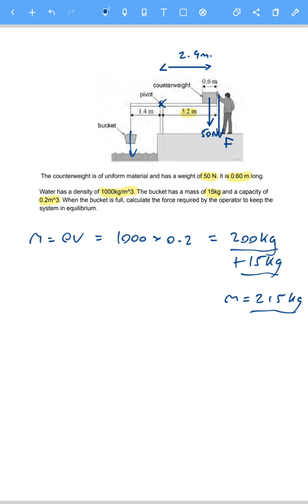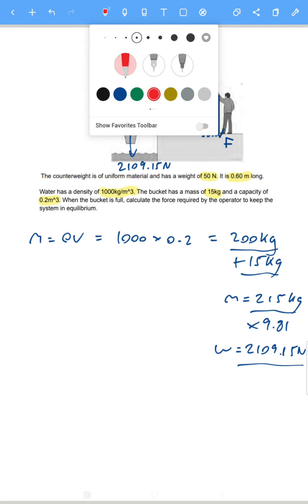And what we need to do, because this is a moment question, is to convert that into a force. So we need to do weight. The weight of the object is mass times gravitational field strength. So we need to multiply the mass by the gravitational field strength of 9.81, which gives us a total weight of 2,109.15 newtons. So add that to the diagram, 2,109.15 newtons. So basically we've got everything that we need now to find the force required by the operator.